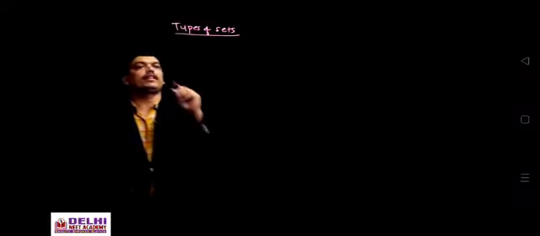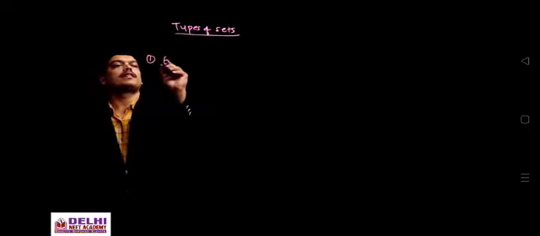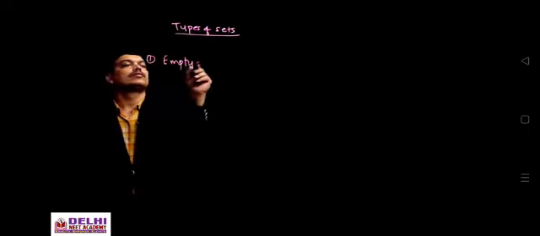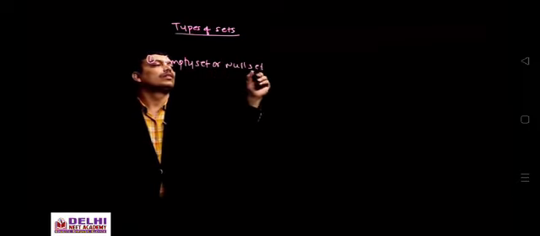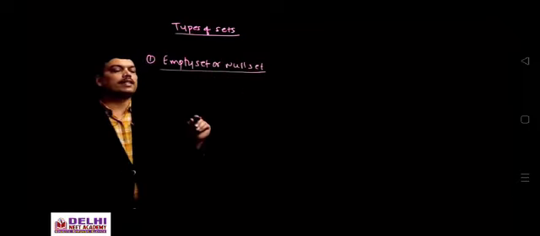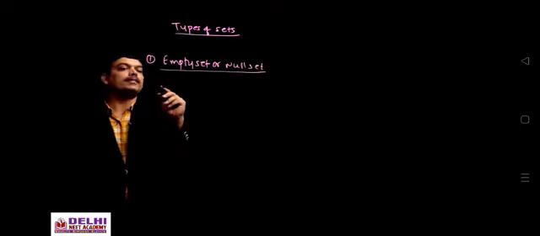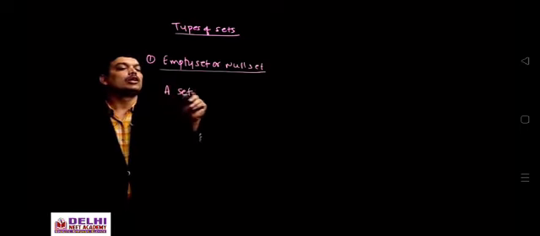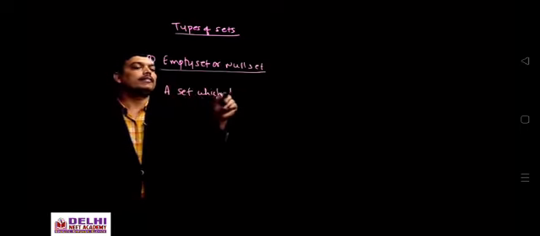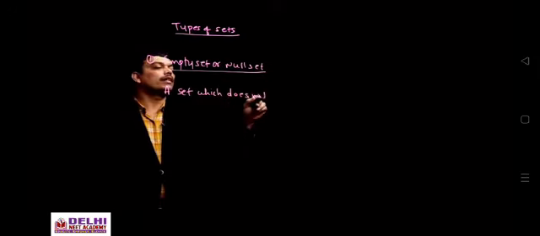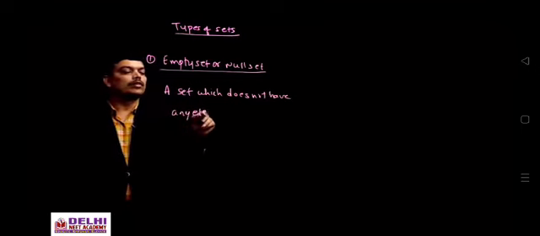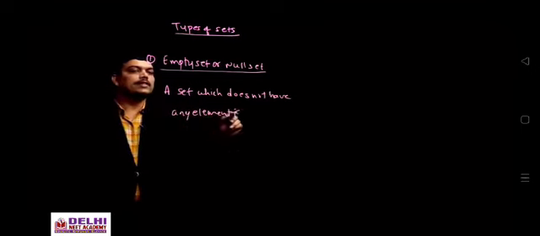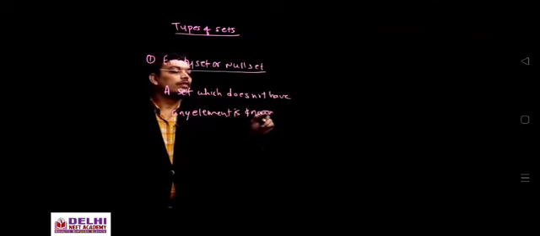So under this, the first one is the empty set or null set. What is an empty set or null set? It is a set which does not have any element. So you say a set which does not have any element is known as an empty set.